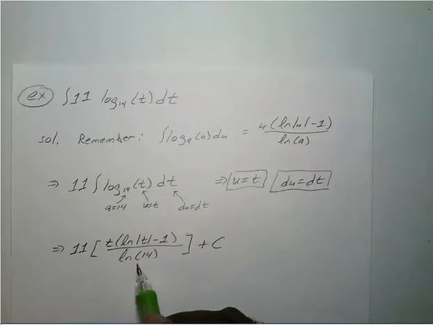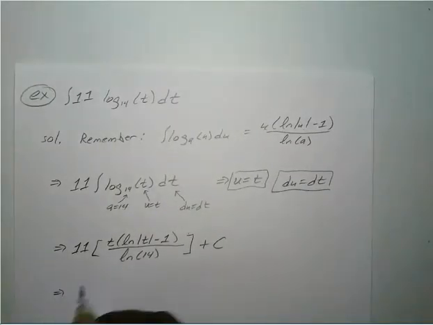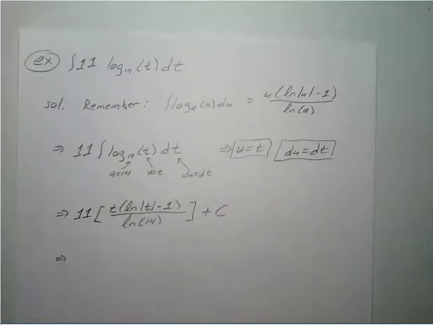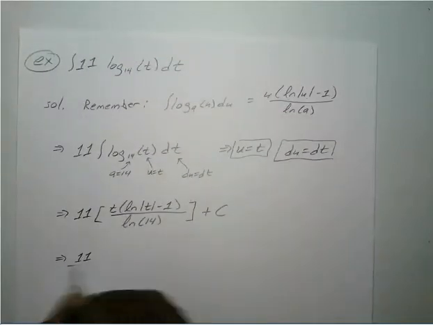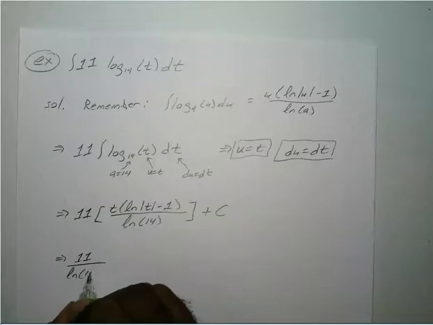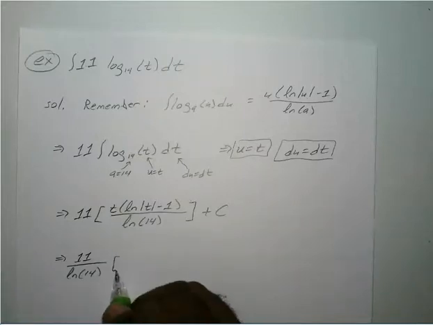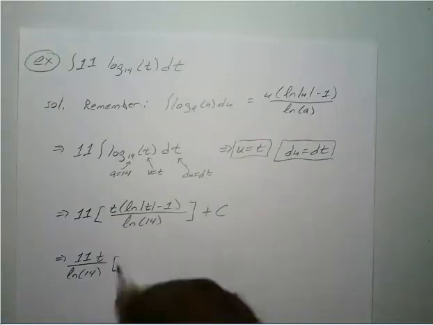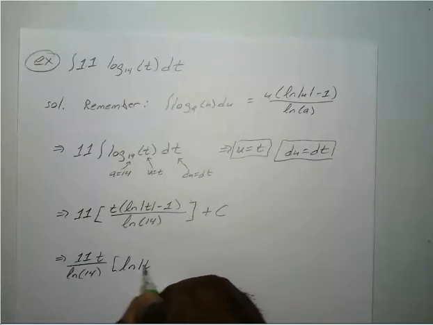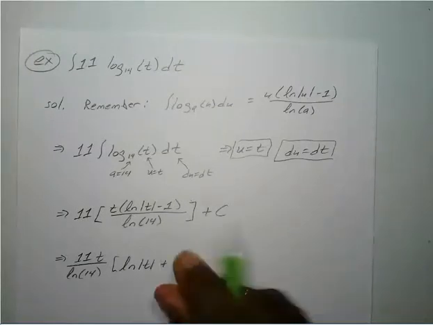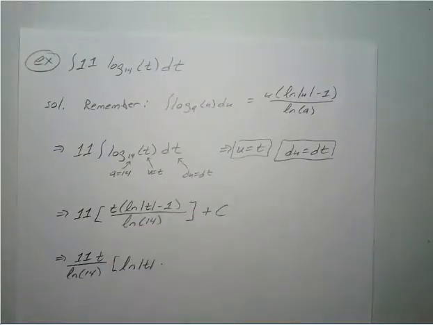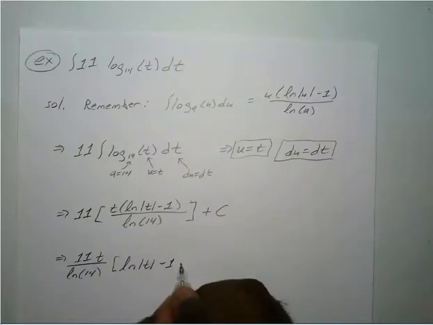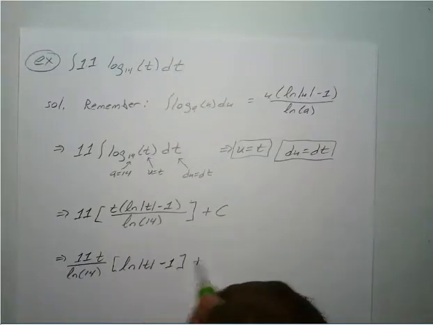But since the natural log of 14 is a constant, if you wanted to, you can just factor that out. So you have 11 over the natural log of 14, or you can bring the t out too if you want to, just to make it a little bit neater. So you have the natural log of the absolute value of t, minus 1, plus c.